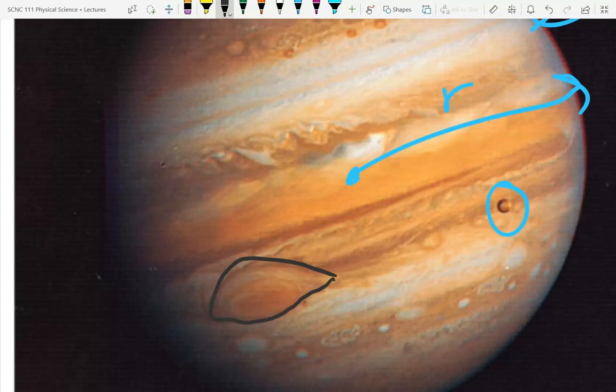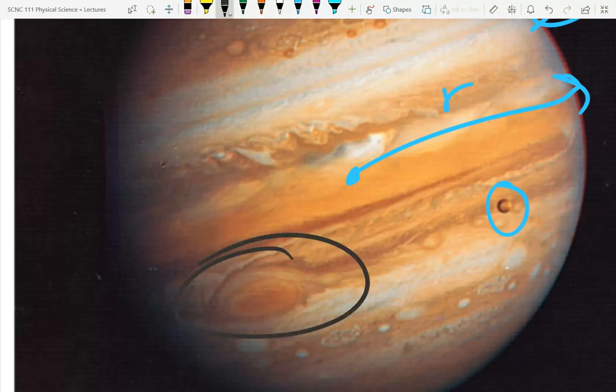What's that thing that I drew around here? What is this thing? It's the Great Red Spot. Because that's exactly what it is. It's a big cyclonic storm.